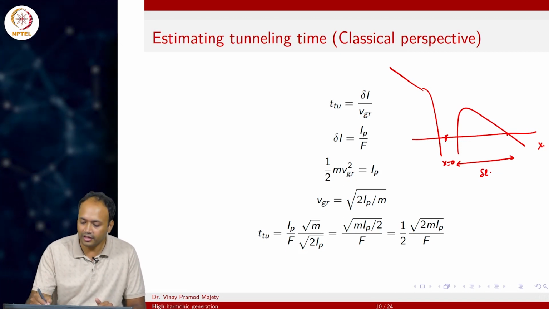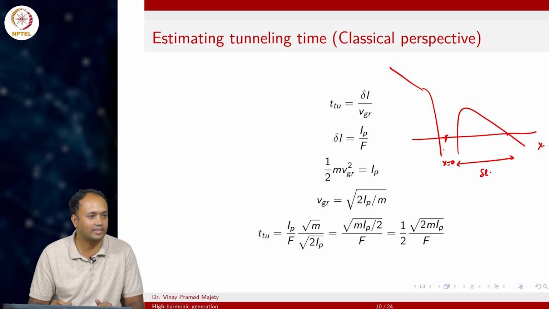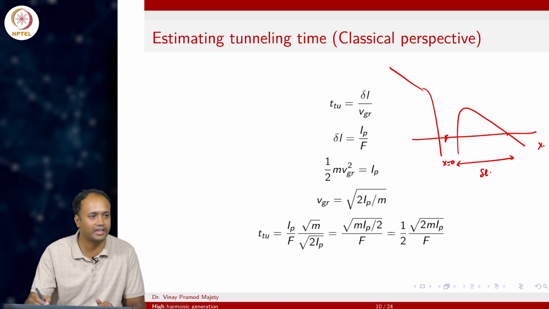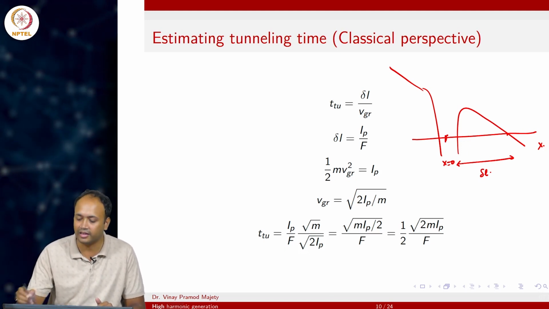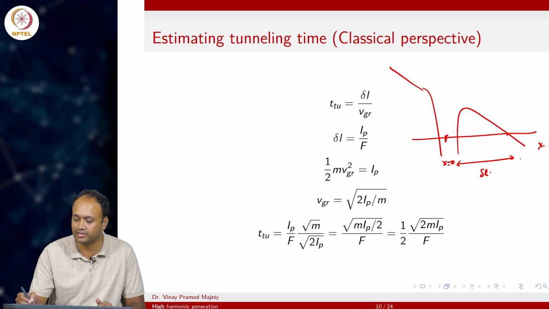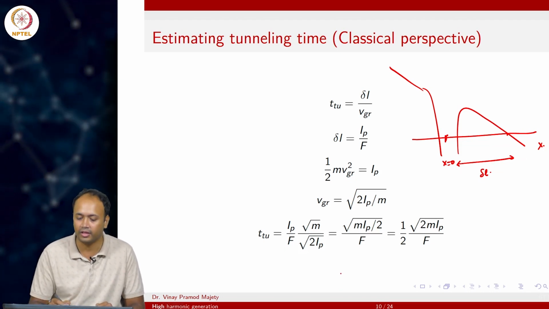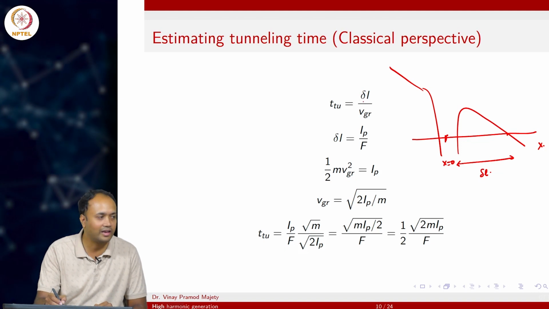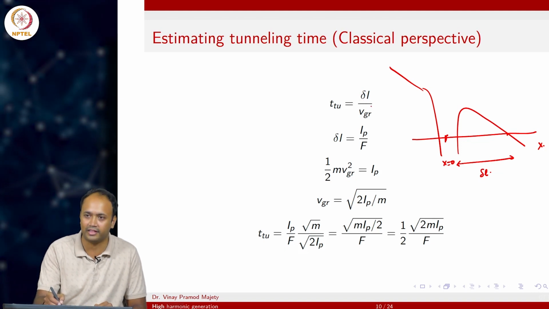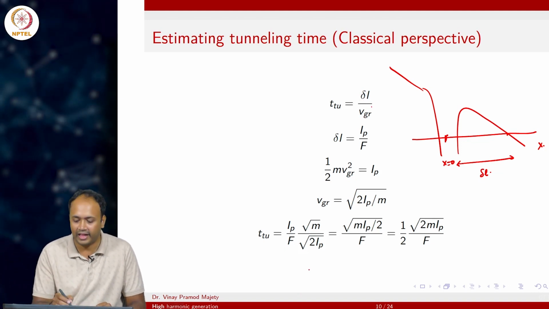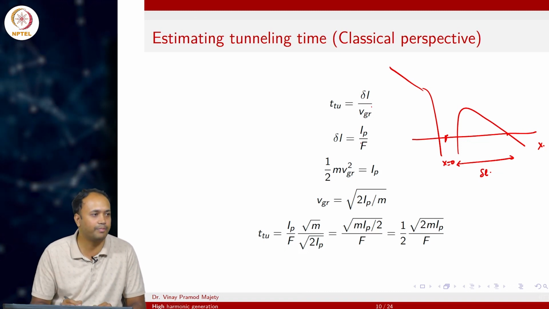But let us say I treat this whole thing as a classical particle. I have some velocity associated with this particle and it's tunneling through, and there is some length associated with this tunnel barrier. So the time associated with tunneling is simply the ratio of the length by the speed, and this length can be written as IP by F.